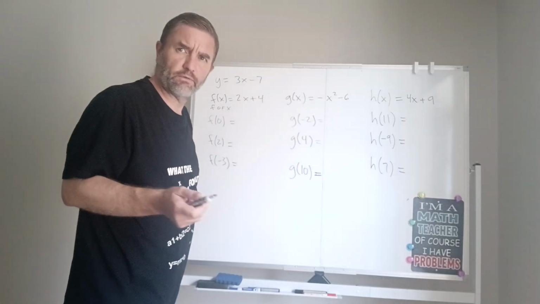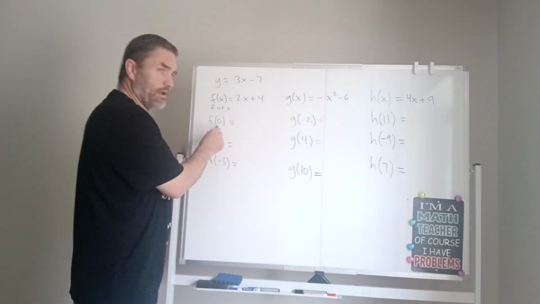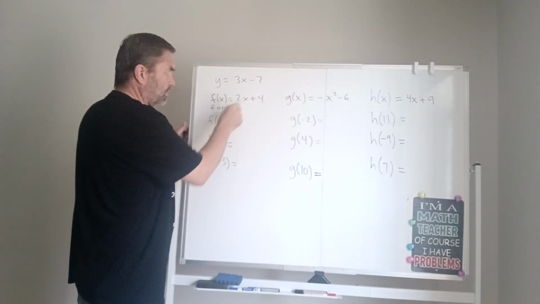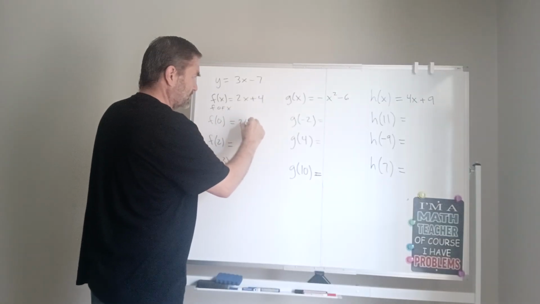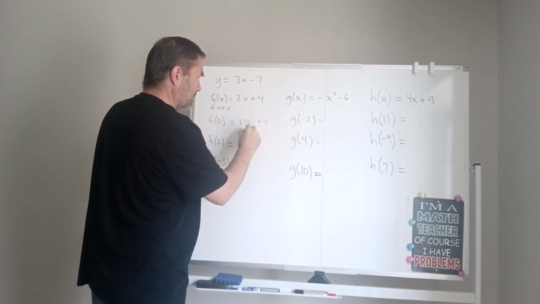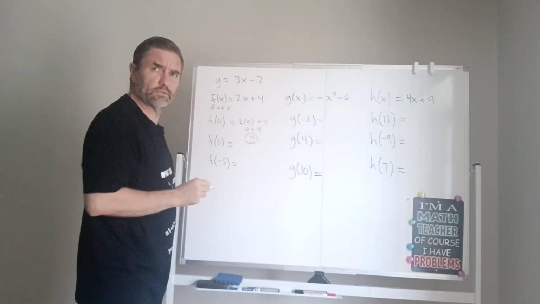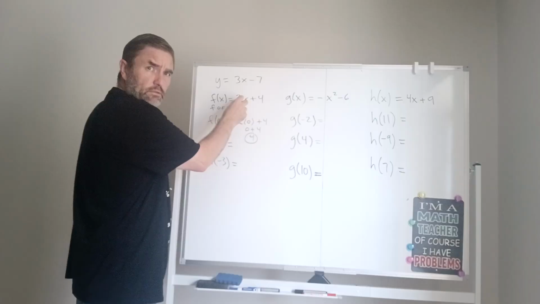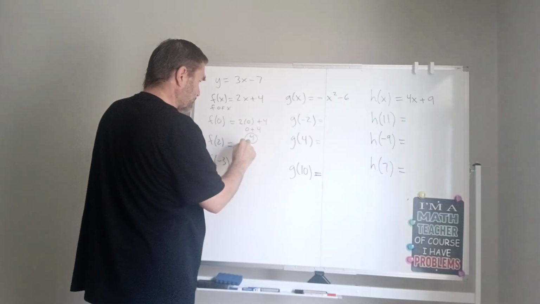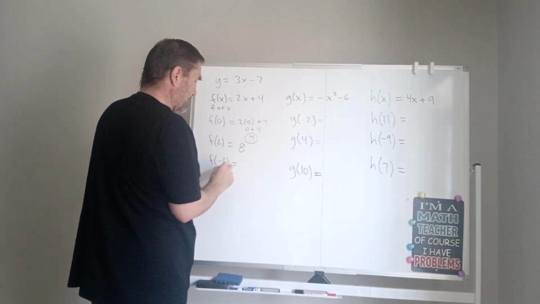Also, it makes it easier for evaluating functions. Right here, f of 0, what do they mean? Well, they just want you to plug 0 in for x. So then that's just 2 times 0 plus 4, which is 0 plus 4, which is 4. So f of 0 is 4. If I plug 2 in there, 2 times 2, 4. 4 plus 4, 8.